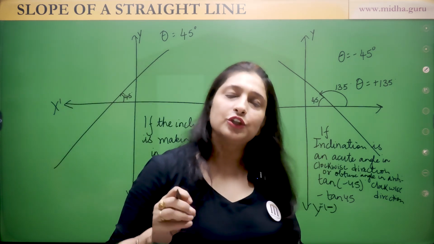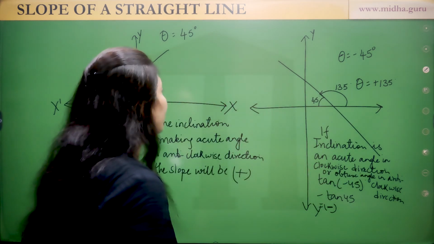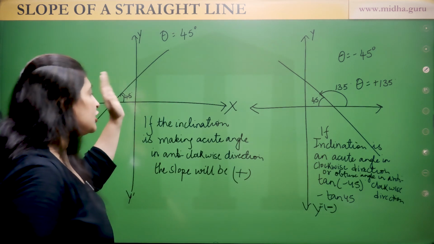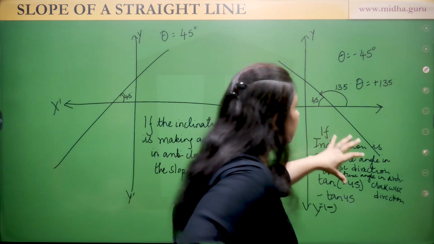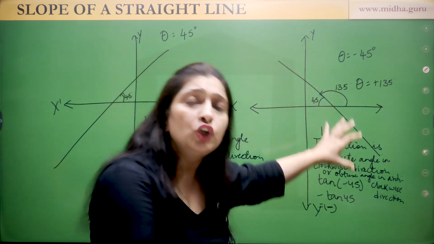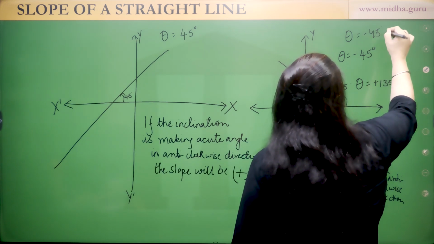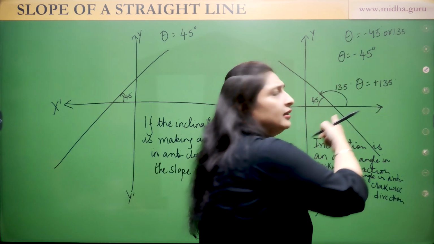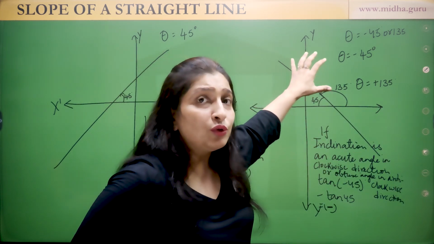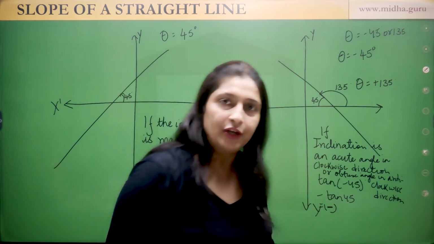Again, note this down, which is very important. We are going to just summarize it. If the inclination is making an acute angle in the anti-clockwise direction, the slope will be positive. And if the inclination is making an acute angle in the clockwise or obtuse angle in the anti-clockwise direction, the slope will be negative. So here we can write theta is equal to minus 45 or plus 135. We'll take out the value for slope, which is m is equal to tan theta. That will be tan of minus 45, minus tan 45, a negative value, right?